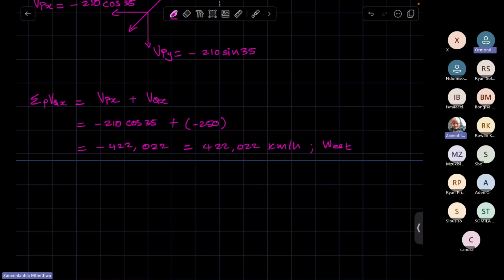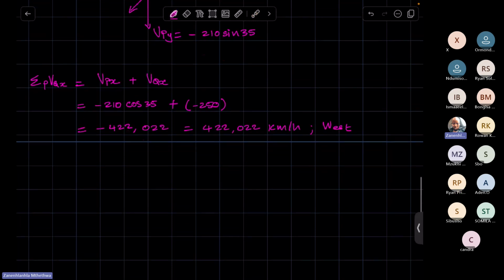Yes, sir. So you do not leave this as negative. There is no such thing as a negative vector. The negative sign shows us direction, and you should show that you understand that part. It means that is the magnitude of the component of the resultant in the x direction, and it is going in the west direction. Are we clear? Yes, sir.